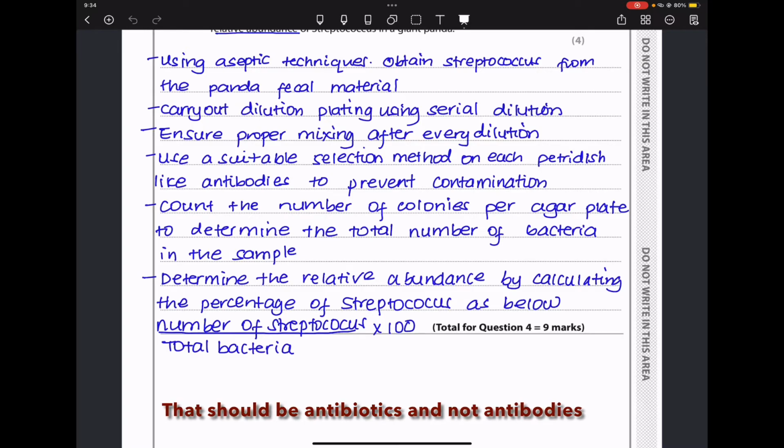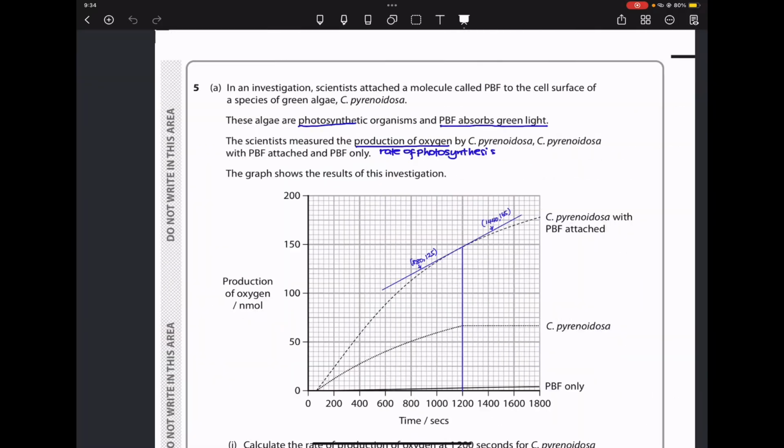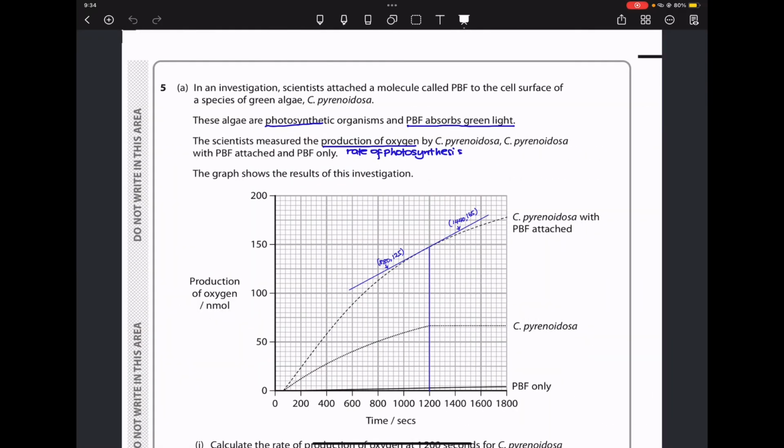So this brings us to the end of question 4. Let's continue to question 5. Question 5. In an investigation, scientists attached a molecule of BPF to the cell surface of a species of green algae, which we see here. They say these algae are photosynthetic organisms and BPF absorbs green light. This means it's going to increase the amount of light absorbed.